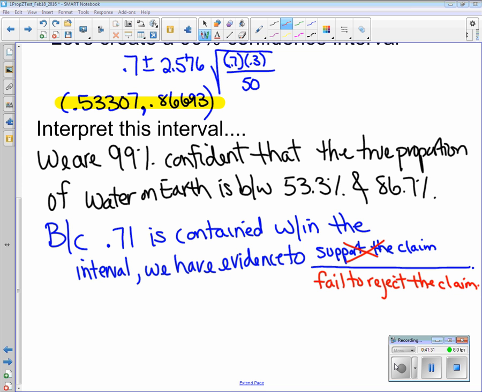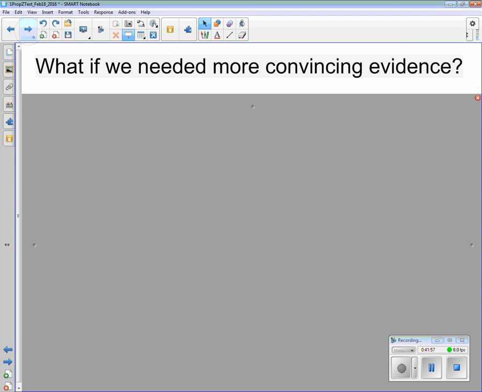So you're either going to reject or fail to reject. And in our case, because 0.71 was inside of our interval, we're not going to reject it. We have evidence to say that they're probably right, okay? Confidence intervals are great. They give us a range of values. We can kind of come up with some actual information here. But often it's not enough, okay? And often we need more concrete support. We need more convincing evidence.